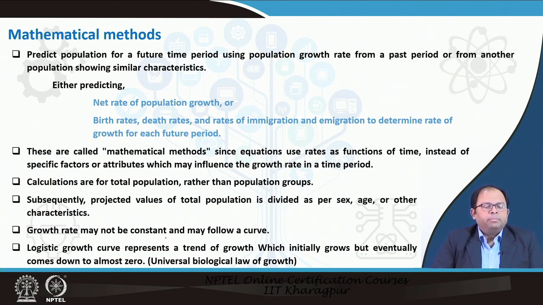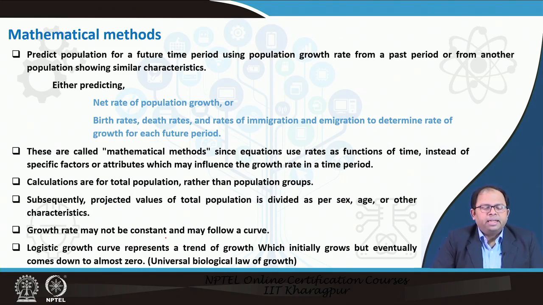So, in mathematical methods, we predict population for a future time period using population growth rate from a past period or from another population showing similar characteristics. That means we can either consider the growth rate in previous time periods and say the same growth rate is going to continue, or take a population of similar characteristics in a different urban area and say that, well, that area is almost similar and they are having this kind of growth rate, so we can adopt that as well.